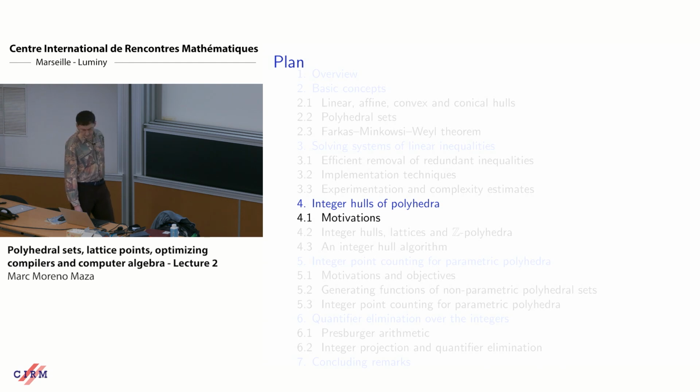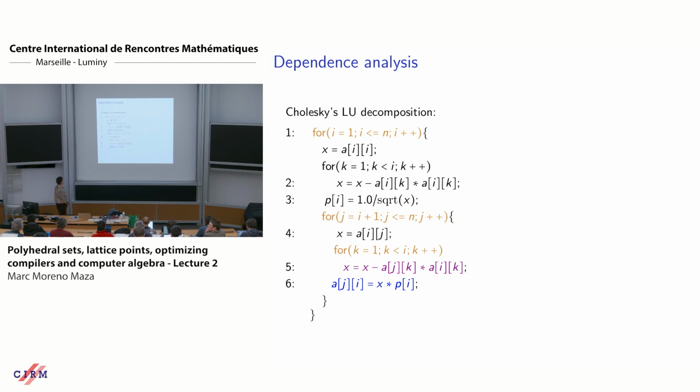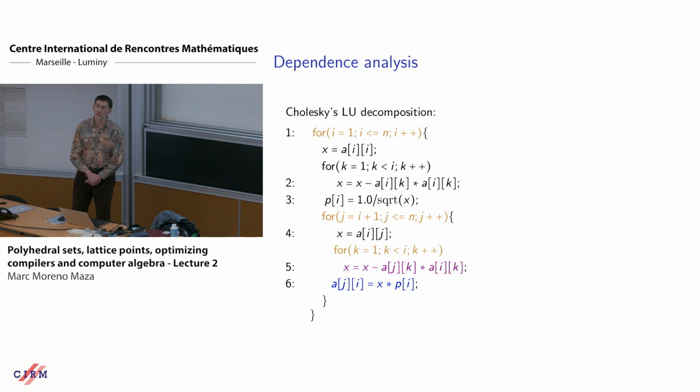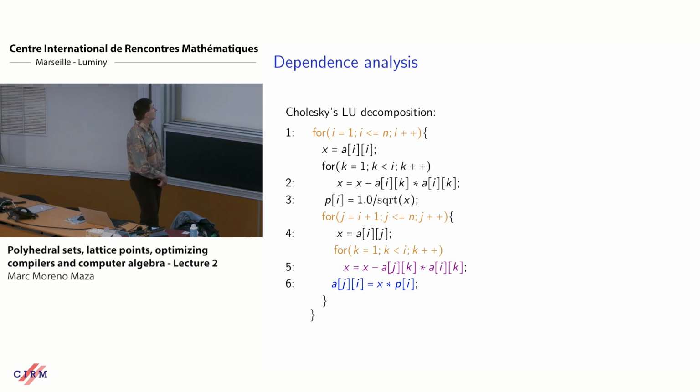Okay, so let us start with integer hulls. I mentioned the problem of dependence analysis yesterday. Here is a less trivial example than the one I was showing yesterday. This is one version of LU decomposition, more precisely the Cholesky LU decomposition. One natural question is whether we can parallelize the second for loop between lines 3 and 4. In order to do that, we again have to check for dependencies.